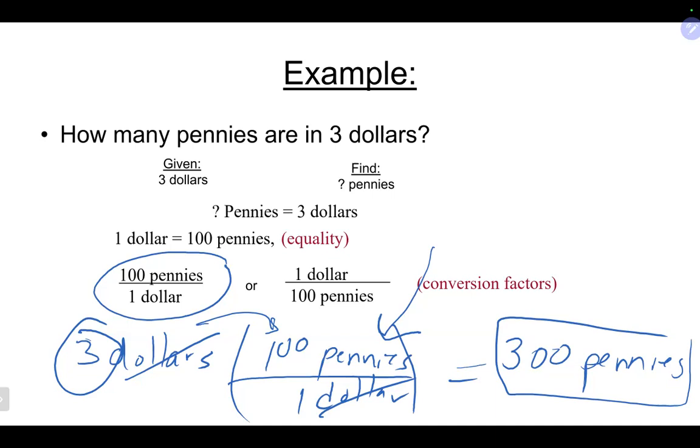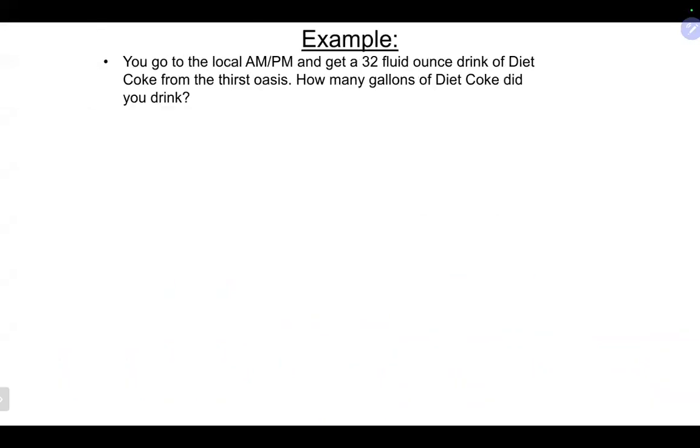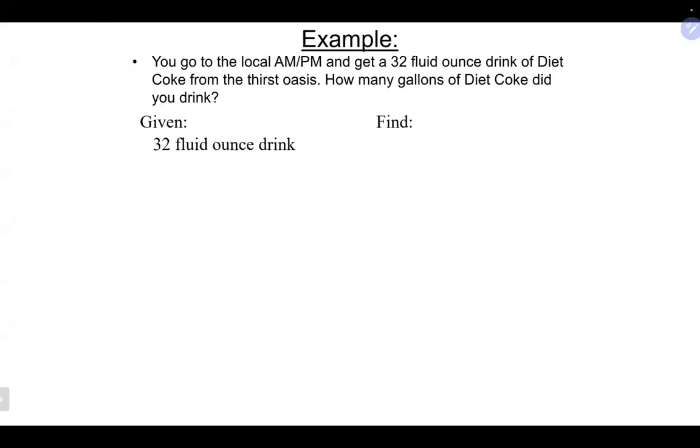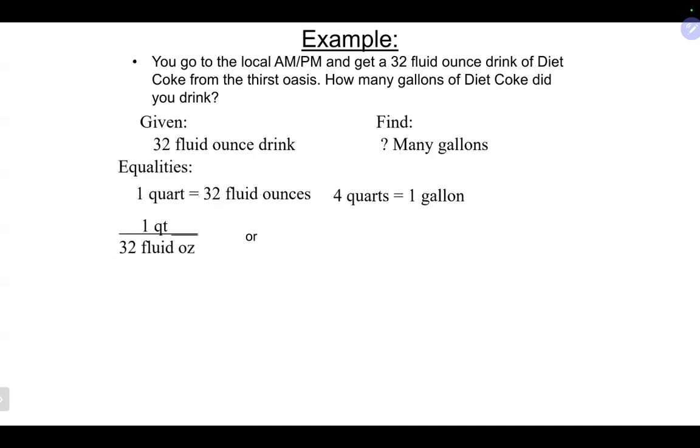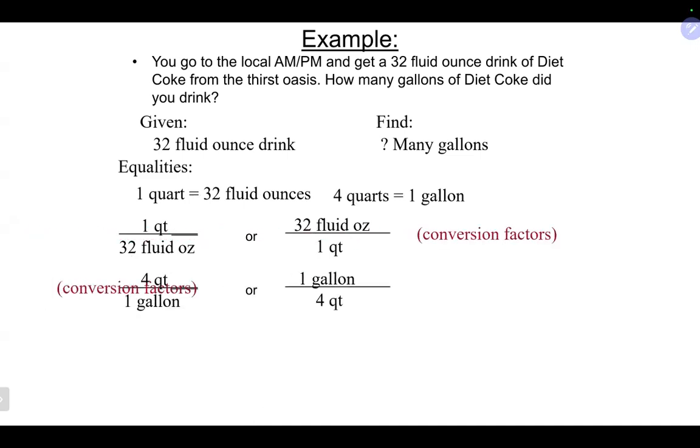Okay, so why don't you try one here, I think. All right, you go to 7 p.m. and get yourself a 32 fluid ounce drink of Diet Coke. How many gallons of Diet Coke did you drink? Set it up using dimensional analysis and see what answer you come up with. There are some equalities and conversion factors that might be helpful here.